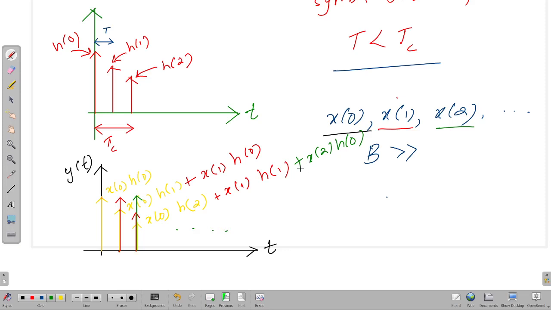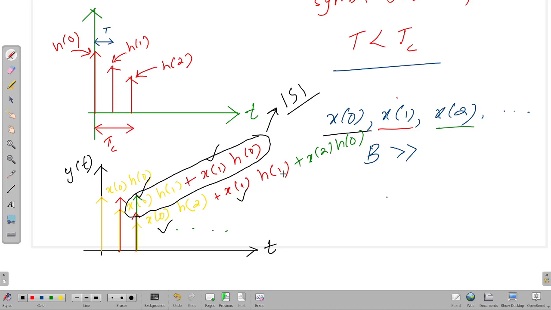And what do you see here? You see that there is inter-symbol interference. Here there is x of 1, x of 0, and here there is x of 1, and the two different symbols are interfering with each other. So you have inter-symbol interference, or ISI. In the third instant, you see the symbols x of 0, x of 1, and x of 2. They are getting added with each other, right? So you have inter-symbol interference.